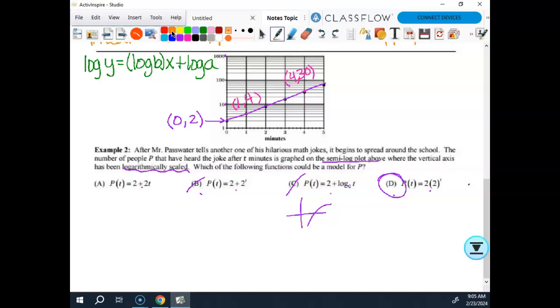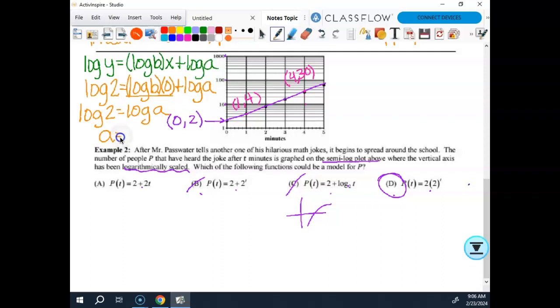So I'm going to use this, and so log of y, so that means this is going to become log of 2 equals the log of b, which we don't know, times x, which is 0, plus the log of A. And that made things really nice, wouldn't you say? Because what happens to this term? It zeroes out, right? 0 times that just zeroes out. That means that the log of 2 equals the log of A. So what does A equal? 2.